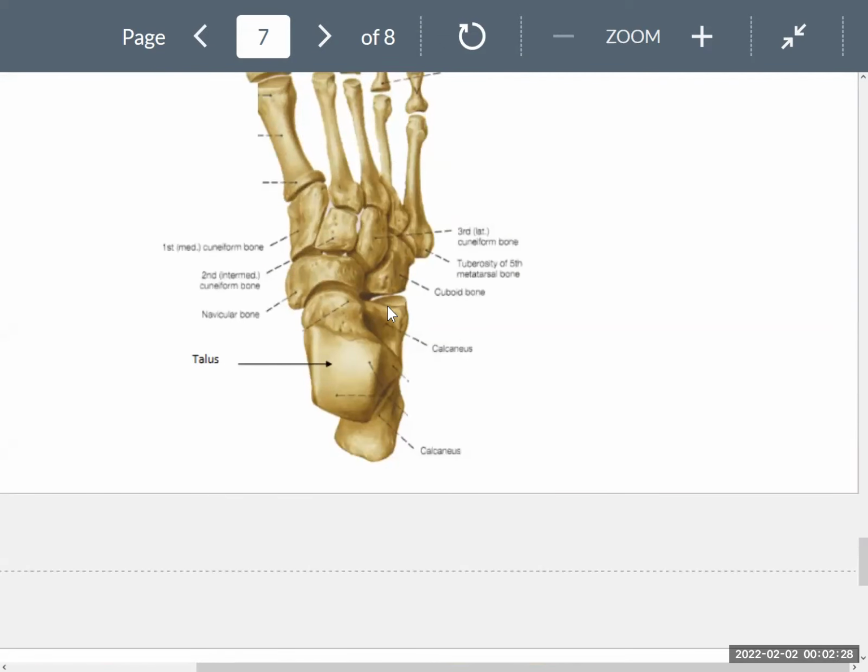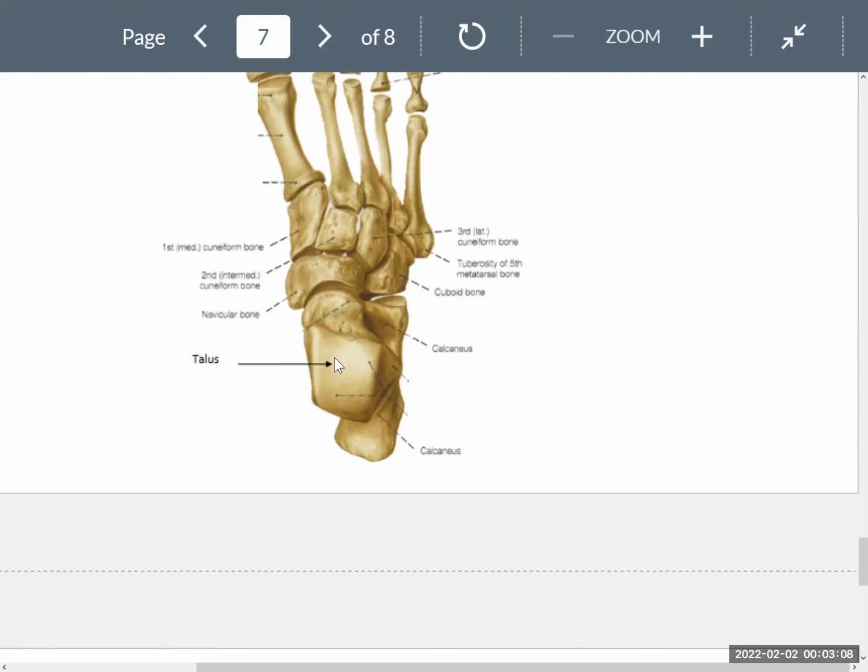And come straight back. This articulates with the largest of the bones in the foot, the heel bone. This bone is the calcaneus. It's also shown down here, calcaneus. Sitting on top of the calcaneus is the talus. Here's the talus. Nice smooth surface here to articulate with the tibia and fibula.